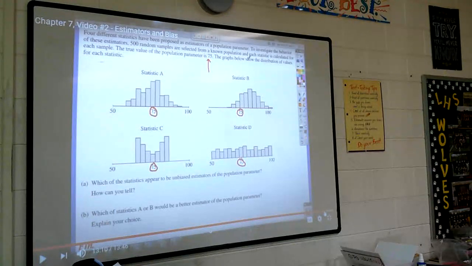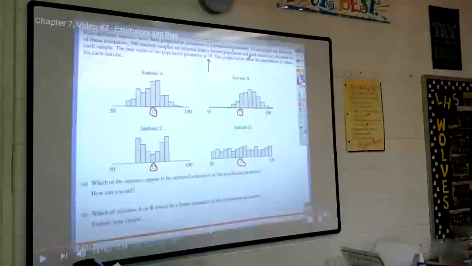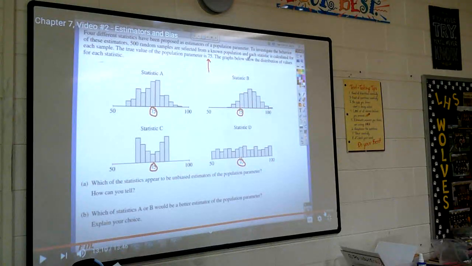C has higher variability on the outside. We would like for it to have more of the data on the inside like A does. So A is roughly or approximately symmetric. It's what we would like, but that does not mean that C and D are not unbiased estimators. How you can tell is they are centered around the population mean, and the population mean is 75. So if it's centered around 75, it's unbiased, right?